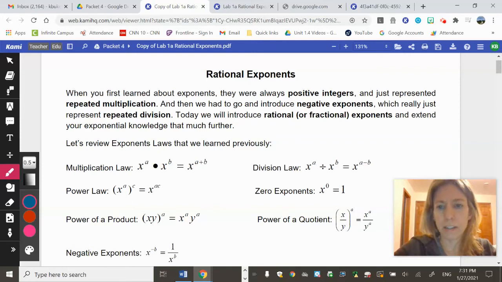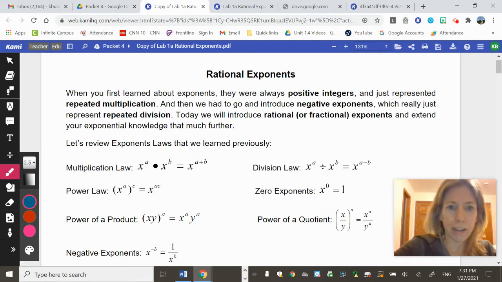All right, guys, this is Packet 4, Lab 1, and we're learning about rational exponents. Rational numbers can be written as fractions. So when you see the word rational as an adjective, it usually means that there are fractions involved. Fractions. Okay.